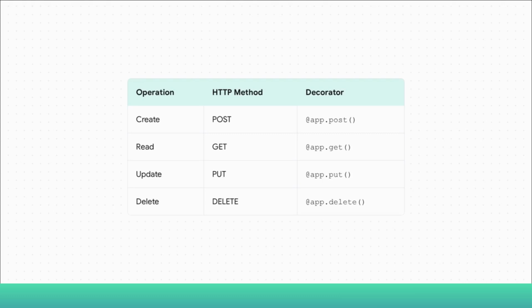And here's the really cool part. CRUD maps directly to how the web works and how FastAPI's decorators work. To read data, you use an HTTP GET request and the @app.get decorator. To create a new product, you use a POST request with @app.post. It's this super clear one-to-one relationship that makes writing the API feel so natural.